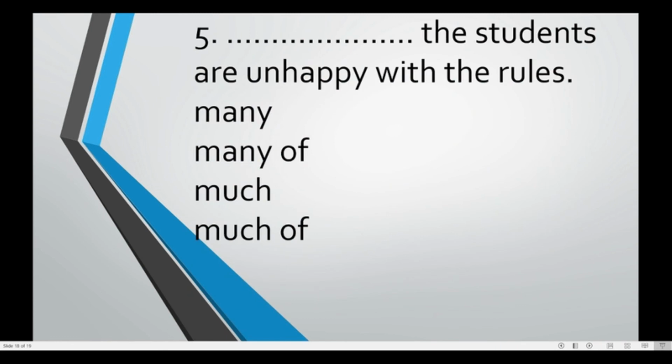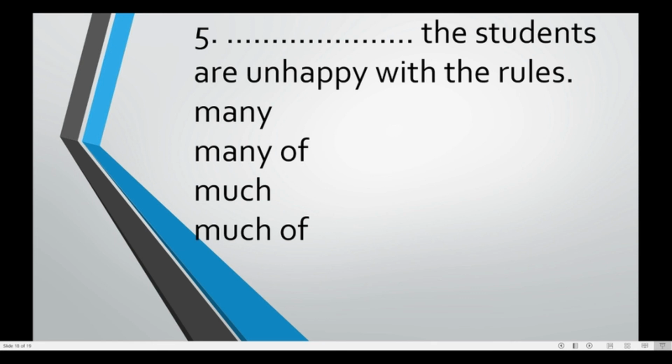The next. Dash the students are unhappy with the rules. Here the noun students is used with the article the. Students is a plural noun. Therefore, we have to use many of with it. Many of the students are unhappy with the rules.